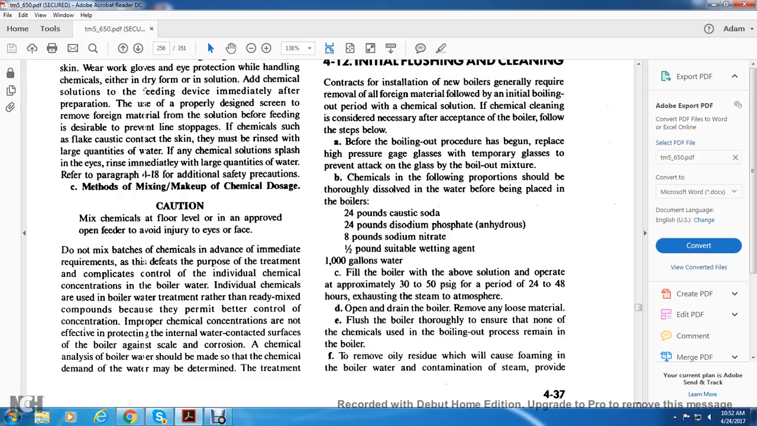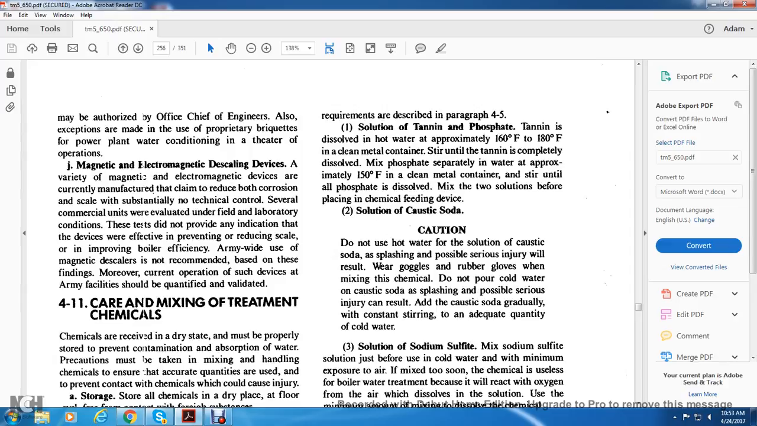Individual chemicals are used for boiler water treatment rather than ready-mixed compounds because they are better for the control of the concentration. Proper chemical concentrations are needed to protect the internal water-contacted and attacked surfaces of boilers against scale and corrosion, and chemical analysis of boiler water should be made so that the chemical demand of the water may be determined. The water treatment requirements are described in 4.5.